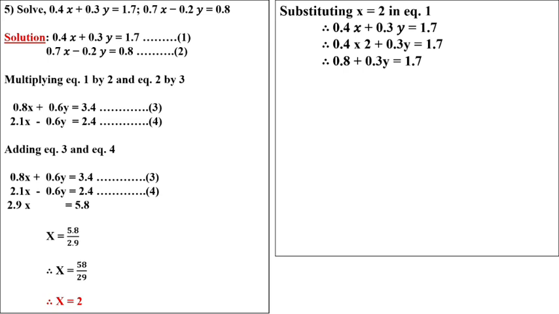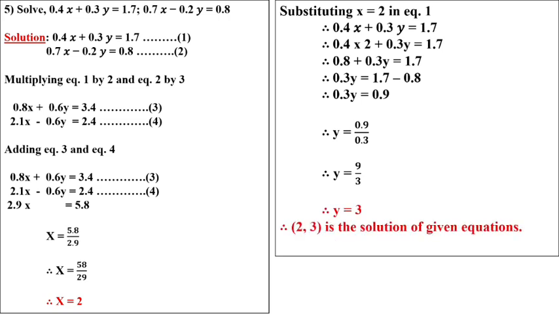Now 0.8 will go to the right side, become minus. So 1.7 minus 0.8 we get 0.9. Therefore y equal to 0.9 divided by 0.3. By removing the decimal we get 9 upon 3. 3 1s are 3, 3 3s are 9. So y is 3. 2 and 3 is the solution of the given equations.